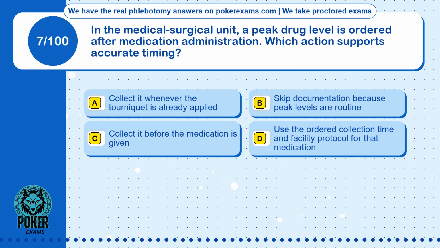Question 7. In the medical surgical unit, a peak drug level is ordered after medication administration. Which action supports accurate timing? Option A. Collect whenever the tourniquet is already applied. Option B. Skip documentation because peak levels are routine. Option C. Collect before the medication is given. Option D. Use the ordered collection time and facility protocol for that medication.